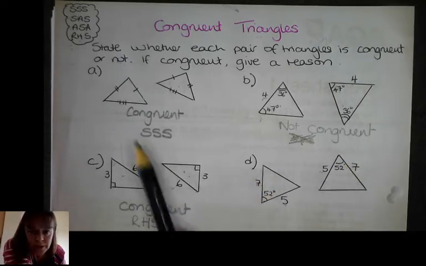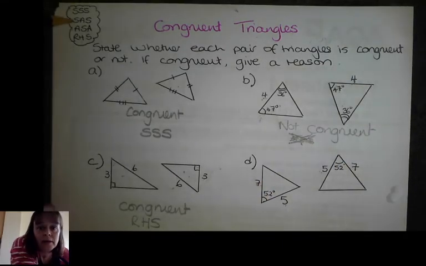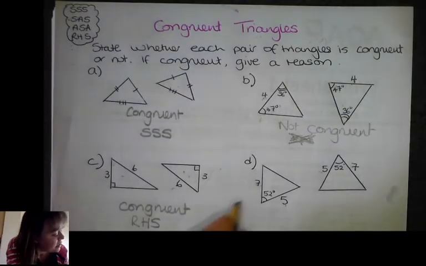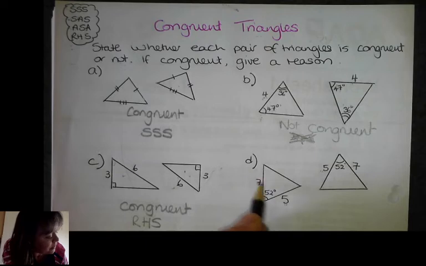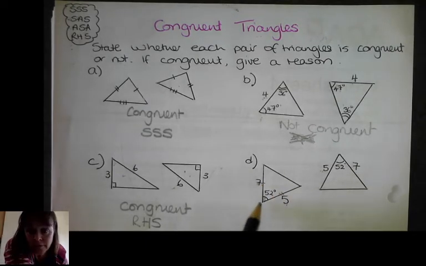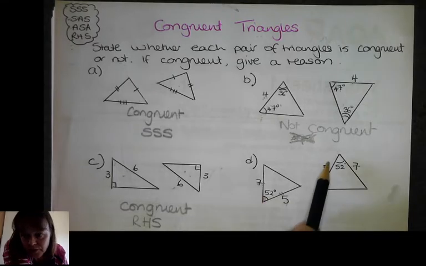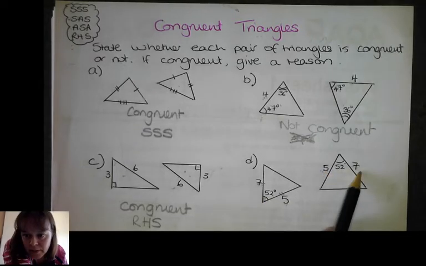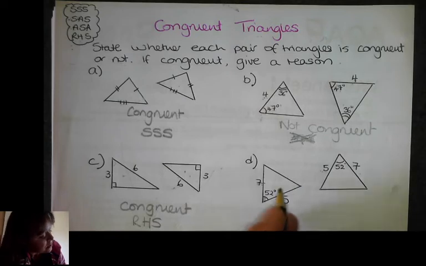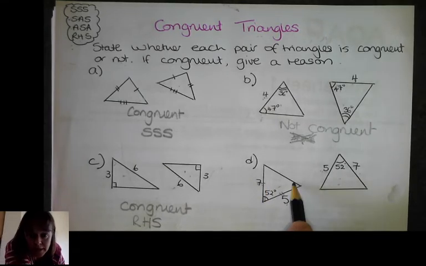So all I need to do now, if you remember on this rule here, was I had to check that the angle was in between the two sides they gave me. So did I have the 52 in between the 7 and the 5? Yes, look, there's the 7, there's the 5, 52's in between them. Look at this triangle, check it's in the same place. Two sides, 52 in between them. So yes, these two shapes are the same shape.